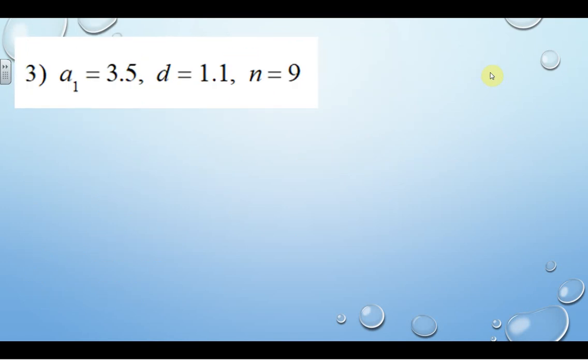Okay. So in this piece, I've been given the first term. I've been given the distance of the series and the number of terms. So again, I have to go after what that 9th term is.